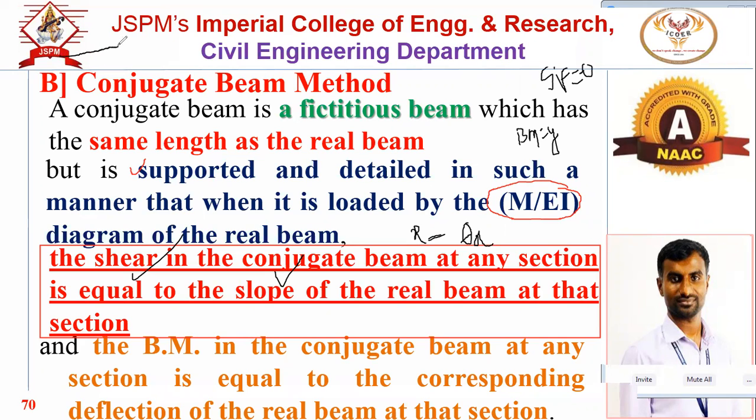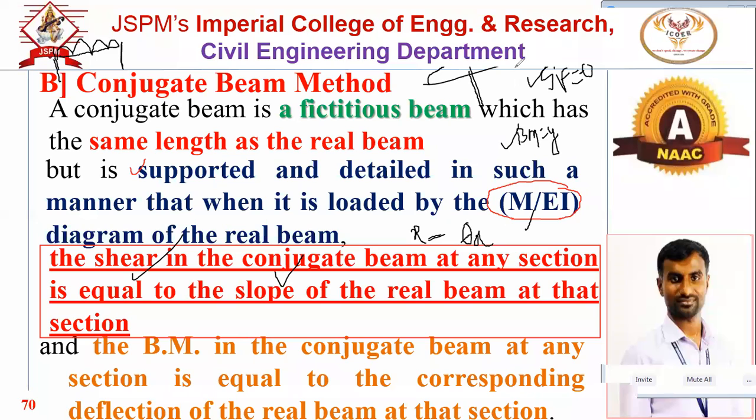Suppose in the problem they have given a simply supported beam subjected to UDL on the entire span. Now the supports and loading we have to change. The length will be the same for the conjugate beam, but the supports and loading we have to change. If you apply the loading as the M by EI diagram, means the BMD of that particular simply supported beam subjected to UDL on the entire span, the BMD will be a parabolic curve. Now if you apply the parabolic loading on that conjugate beam, then if you find out the shear force at a section, you will get the slope. If you find out the bending moment at a section, you will get the deflection. That's it.